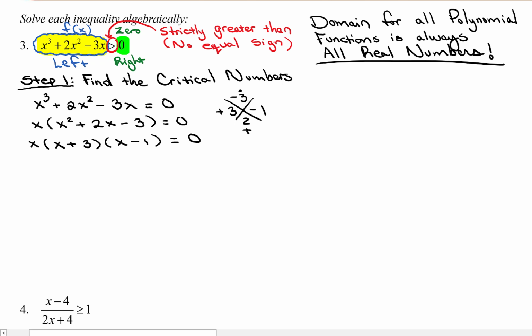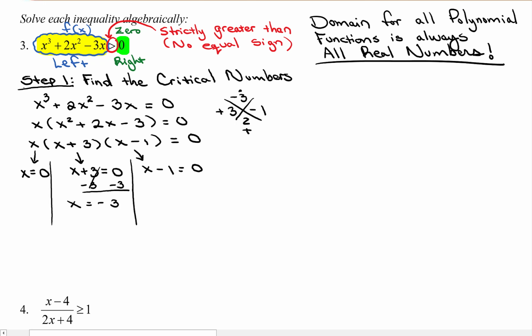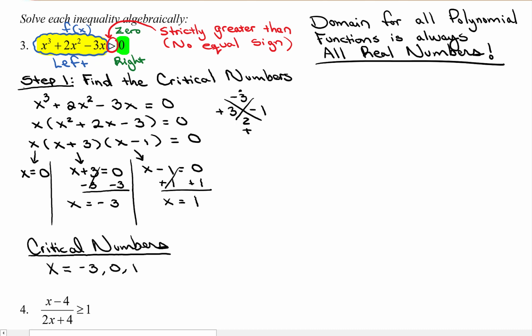factoring by grouping. I'm going to set each one of these factors equal to 0: x equals 0, x plus 3 equals 0, and x minus 1 equals 0. And then I'm going to solve each one. The first one's already solved, x equals 0. The second one, if I subtract 3 from both sides, I get x is equal to negative 3. Third one, add 1 to both sides, I get x is equal to positive 1. All right, what we found here, we got 3 critical numbers. So my critical numbers for this are going to be x equal to negative 3, 0, and 1.